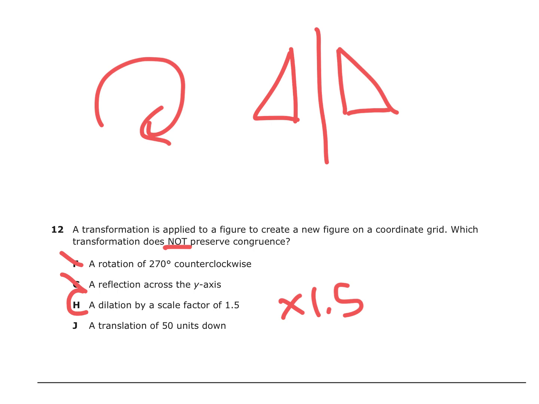J says a translation of 50 units down. So if you just move a triangle 50 units down, it's still the same triangle. They're still congruent. So it can't be answer J.